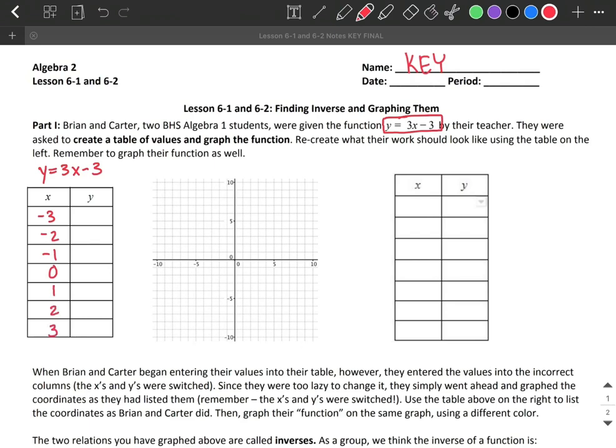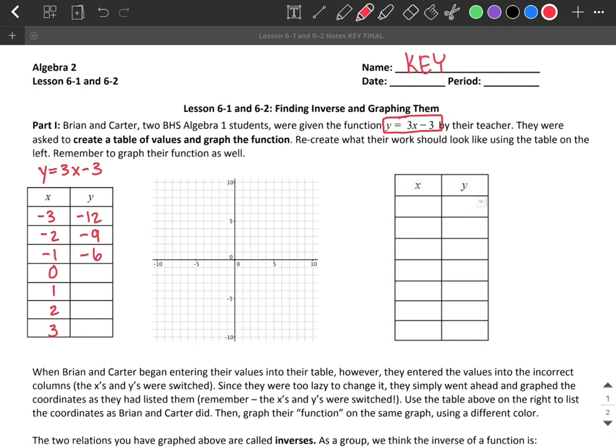And then when I plug in -3 into that equation, I'm going to get 3 times -3 gives me -9. -9 minus 3 is -12. If I plug in -2, I have 3 times -2, which is -6. -6 minus 3 is -9. If I plug in -1, I have 3 times -1. That's -3. -3 minus 3 is -6.